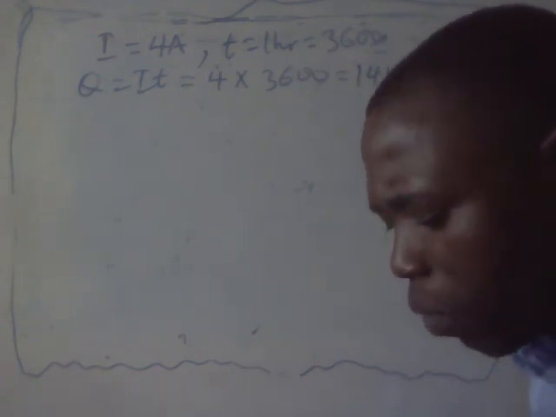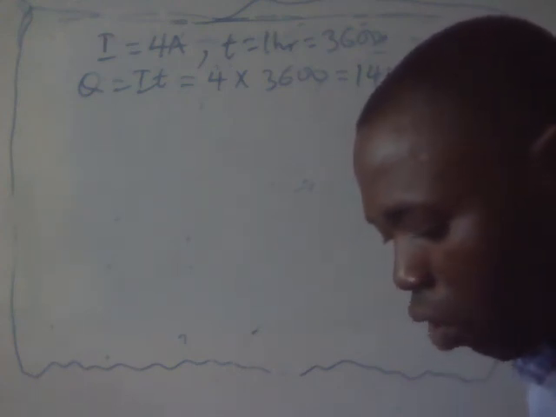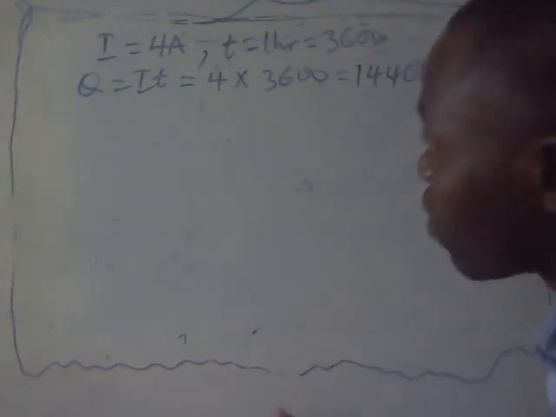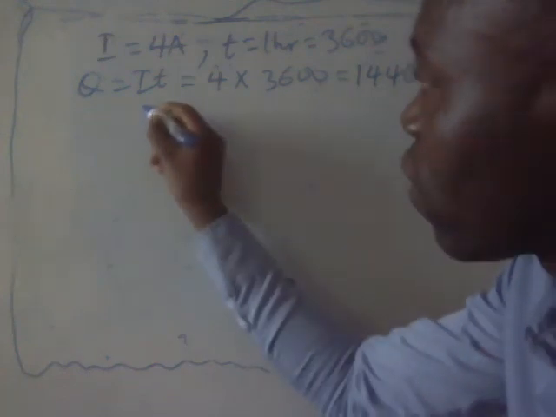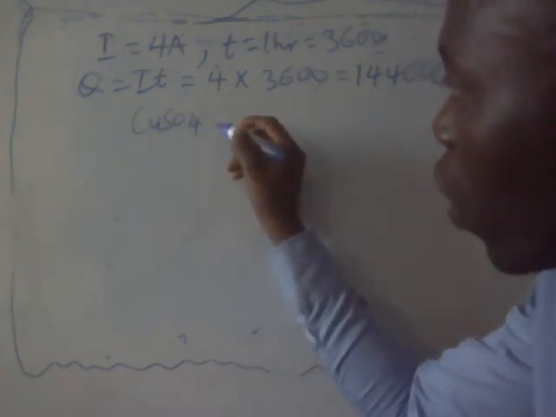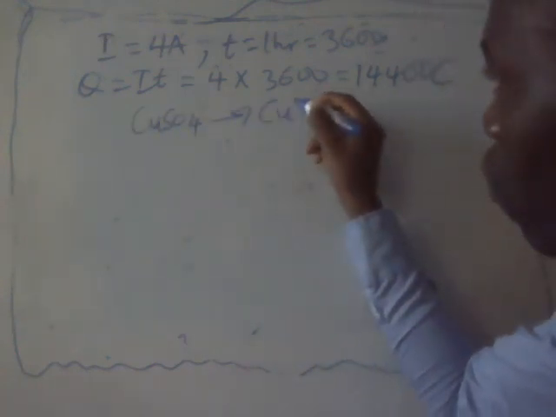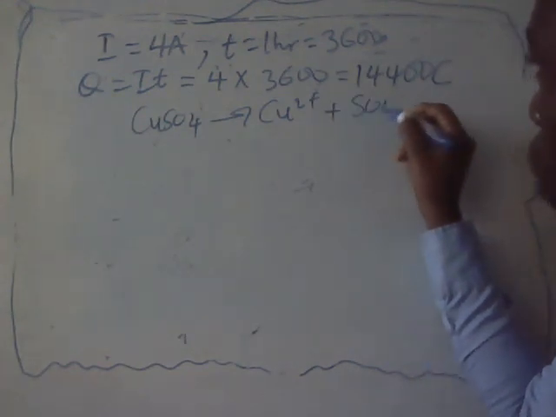So the question says a current of 4 amperes was passed through copper 2 tetraoxosulphate(VI) solution for 1 hour using copper electrodes. Calculate the mass in grams of copper deposited. Since it is copper 2 tetraoxosulphate(VI), that is CuSO4, it will ionize to give copper 2 ions, Cu2+, plus SO4 2 minus.